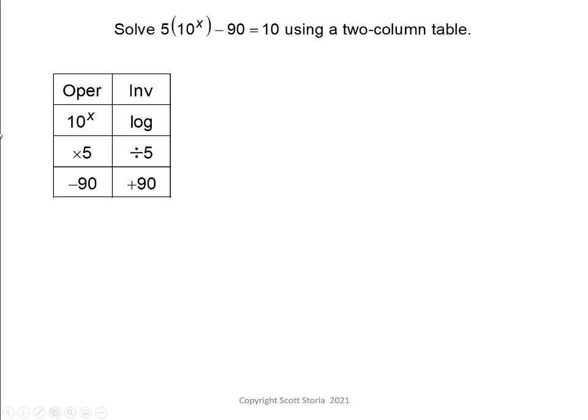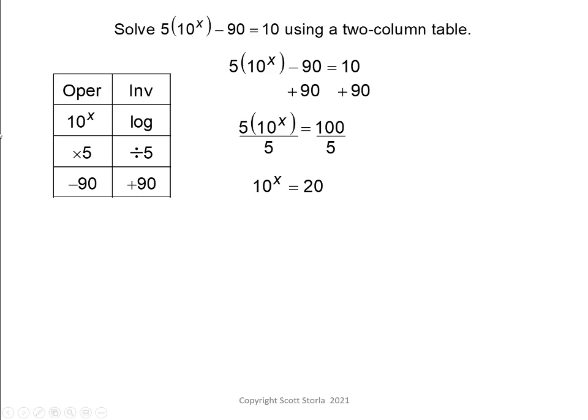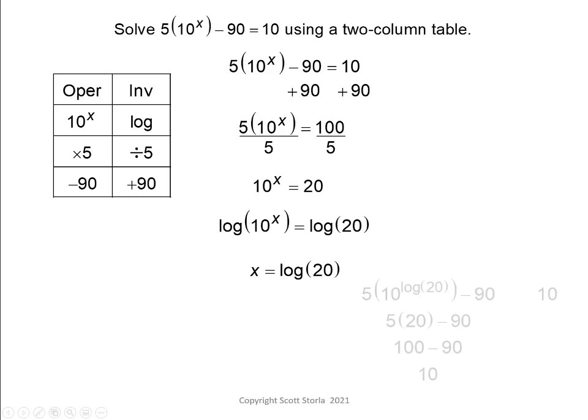Starting with the original, I'll add 90 first and simplify, divide by 5 and simplify, take the common logarithm of both expressions and simplify, and here's my solution. I'm now going to return to the original. I'll replace x with my solution. 10 with an exponent of log base 10 with an argument of 20 can be replaced simply with the argument. I'll continue to operate. I'll find both expressions become 10, and that convinces me my answer is a good one.